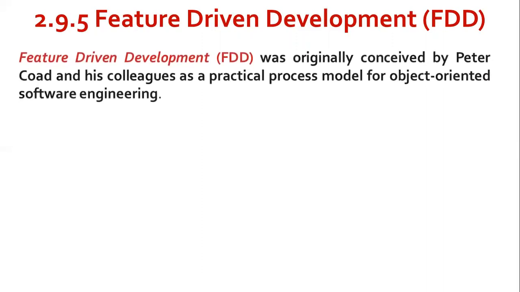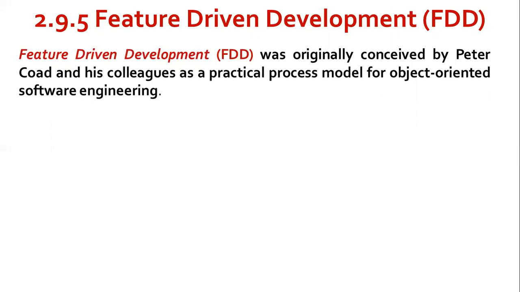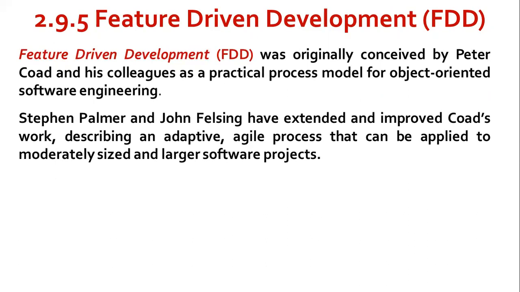Now coming to the fifth one, that is Feature Driven Development, FDD. Here, Feature Driven Development, FDD, was originally conceived by Peter Coad and his colleagues as a practical process model for object-oriented software engineering. Stephen Palmer and John Felsing have extended and improved Coad's work, describing an adaptive, agile process that can be applied to moderate-sized and large software projects.